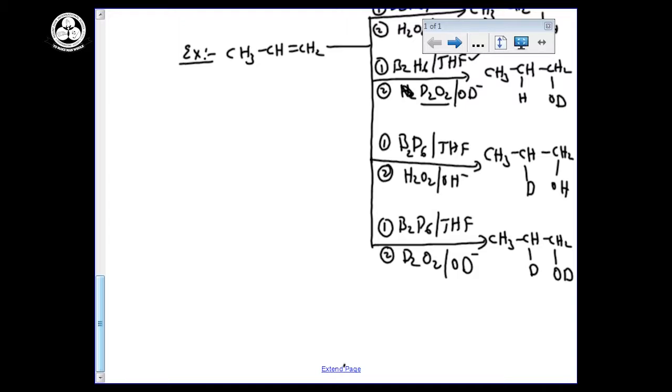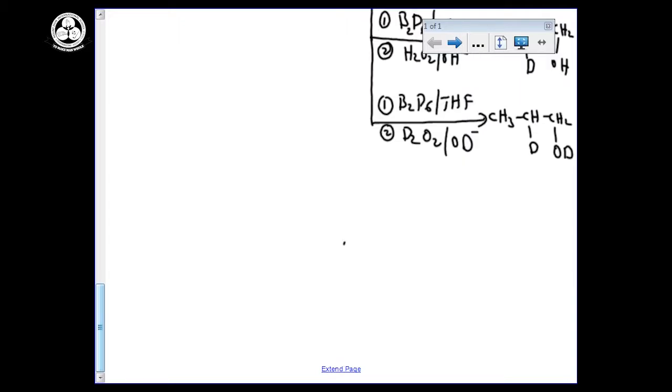For suppose the molecule contains more number of double bonds, how to attack? If the molecule contains CH=CH2, I am writing hydroboration oxidation. I am giving one equivalent, or 1 mole only, of water molecule. 1 equivalent of water we are adding.